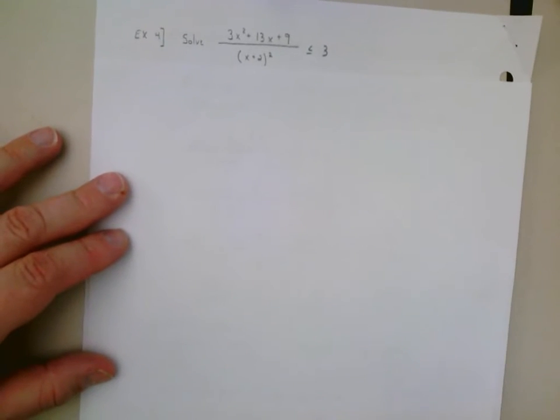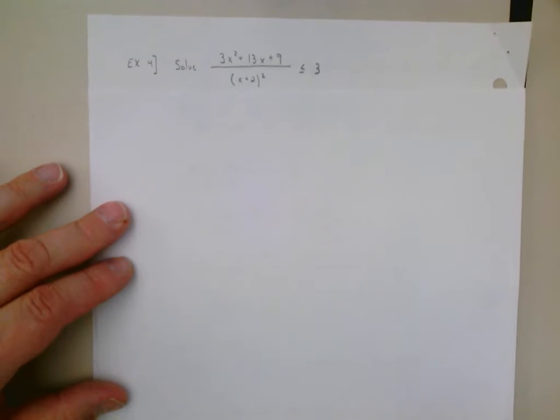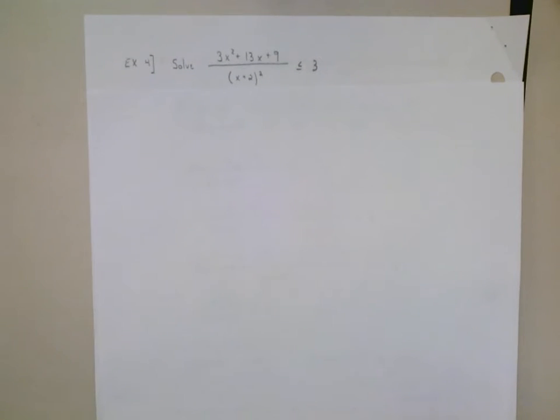Let's take a look at an example. This is the last example we'll do today, and then we'll give you a chance to solve some rational inequalities. So we're going to look at solving the rational inequality (3x² + 13x + 9) over the quantity (x + 2)² is less than or equal to 3.